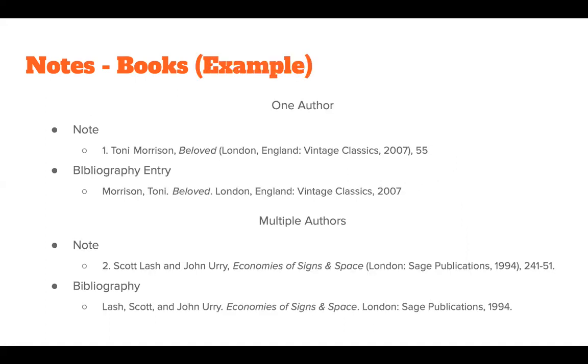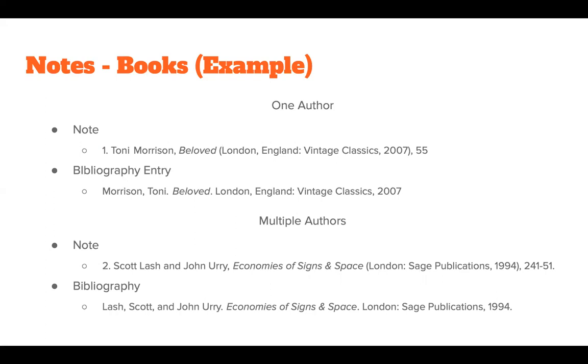So now we're going to go into an example of what it would look like for an actual source. So this first one is if there's one author, and we see that it's for Toni Morrison's Beloved. This is a full publication citation, footnote. So be mindful of that. And then we have what the corresponding bibliography entry would look like. They're very similar, basically just no number corresponding to the superscript and no page number.